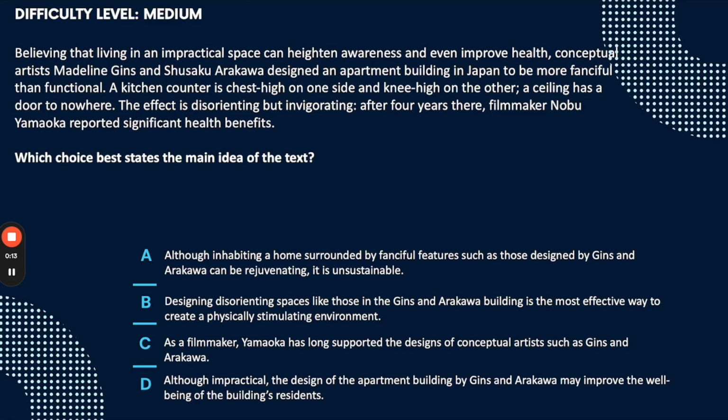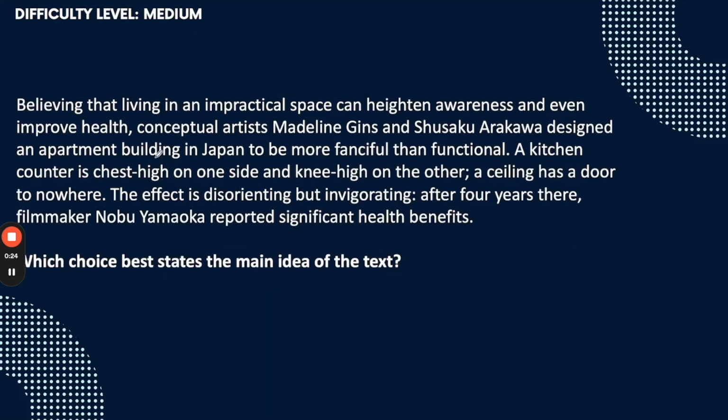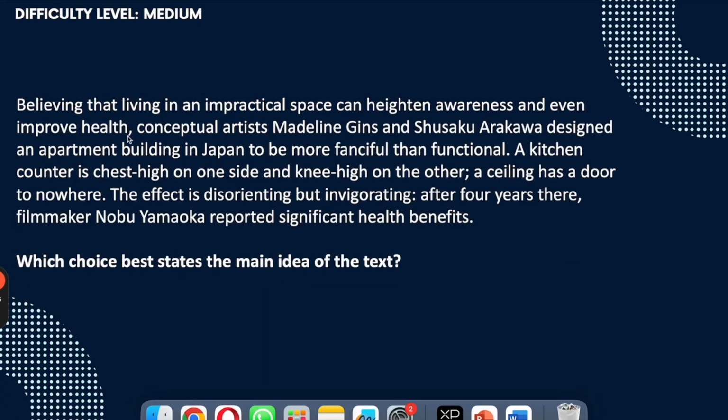Alright, so now we have a medium difficulty level question on central idea. Read the question stem to know which question type you're dealing with. It says main idea, so this is a central idea question type. The second step is we will read the text. Let's read the text now.